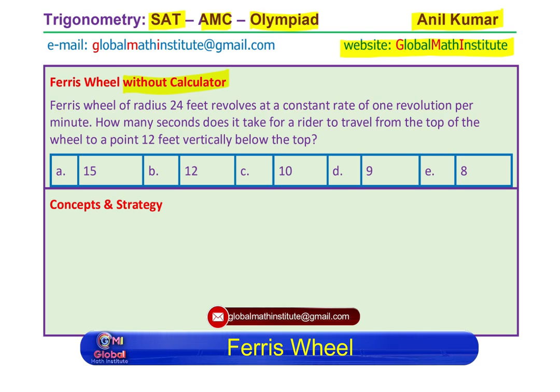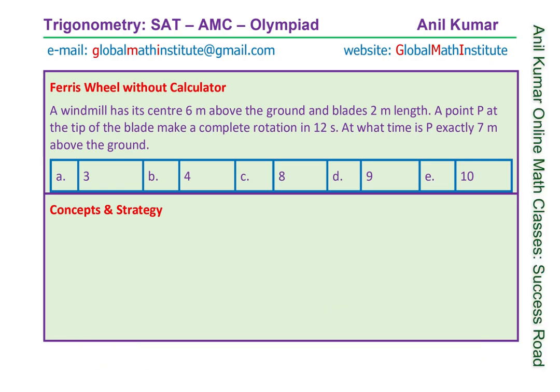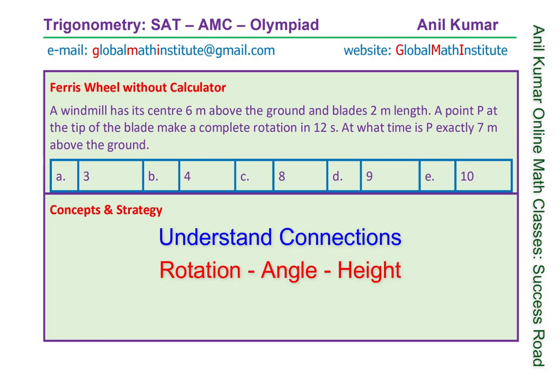We'll discuss the strategies. Now, these strategies can be applied in many similar situations. So here is the next example where the strategy can be applied. The question here is, a windmill has its center 6 meters above the ground and blades 2 meters in length. A point P at the tip of the blade makes a complete rotation in 12 seconds. At what time is P exactly 7 meters above the ground?